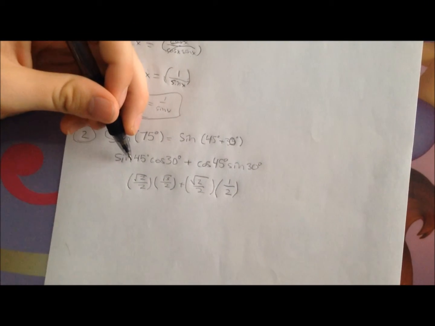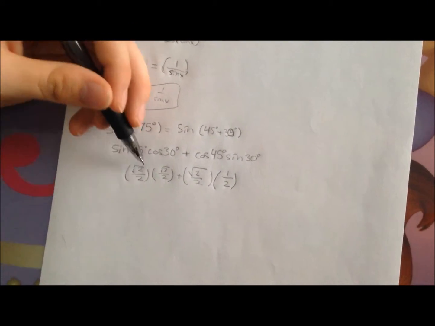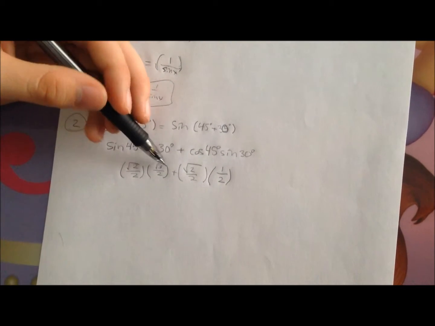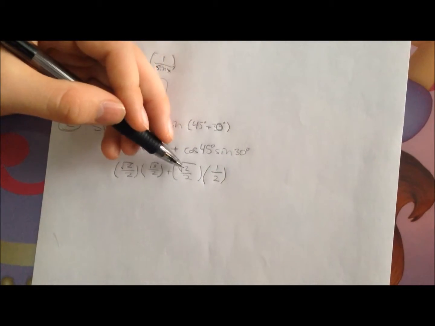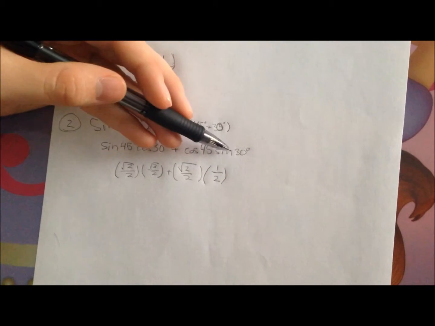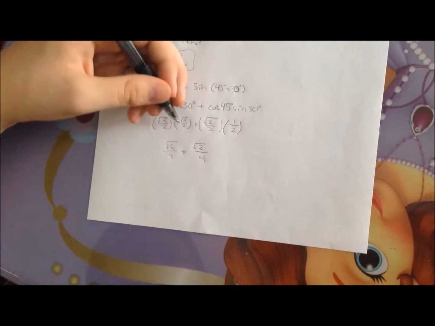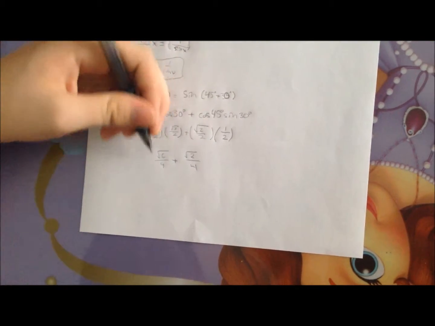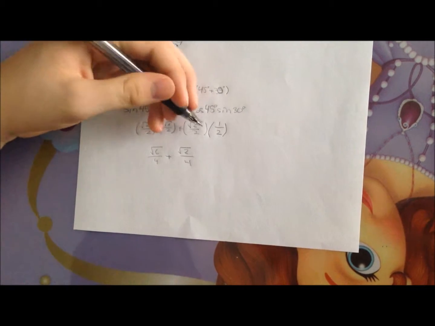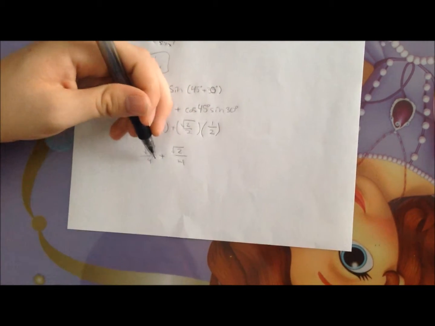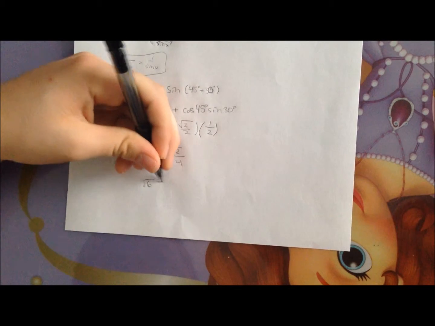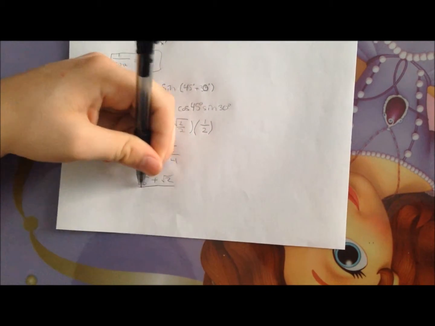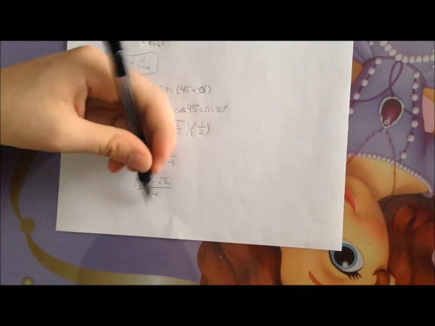Alright, so the sine of 45 degrees is root 2 over 2. The cosine of 30 is root 3 over 2. Plus the cosine of 45, which is root 2 over 2, times sine of 30, which is 1/2. Now we're almost done, because once you times these, it's root 6 over 4. And once you times these, it's root 2 over 4. And now once you add them up, you get root 6 plus root 2 all over 4, since same denominator.